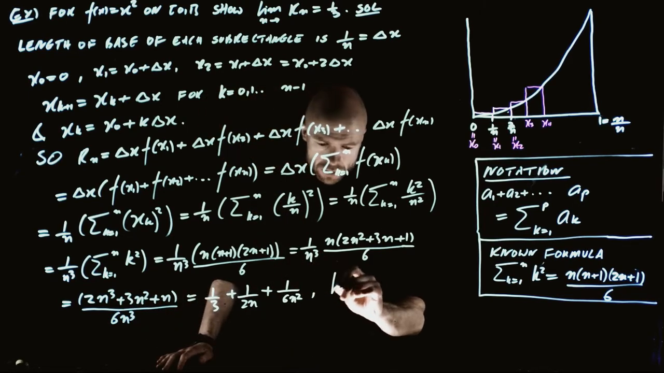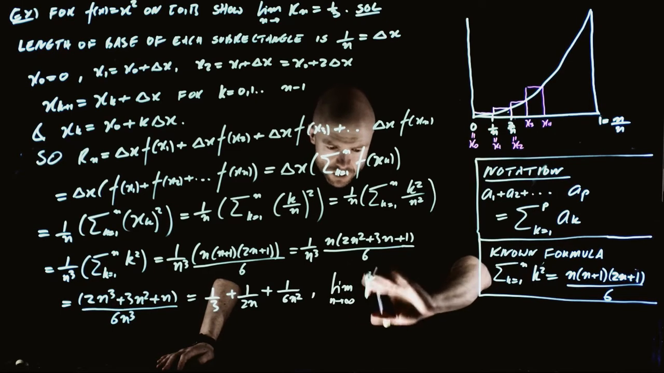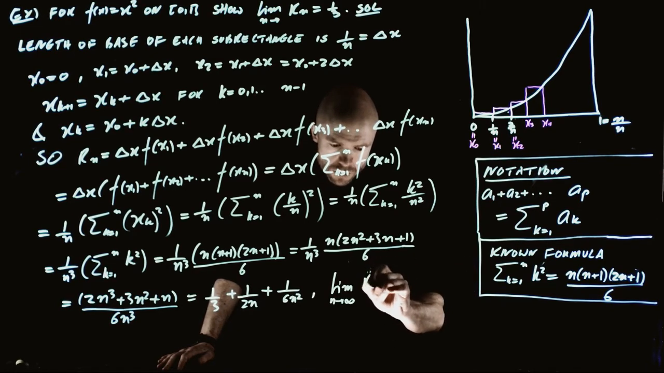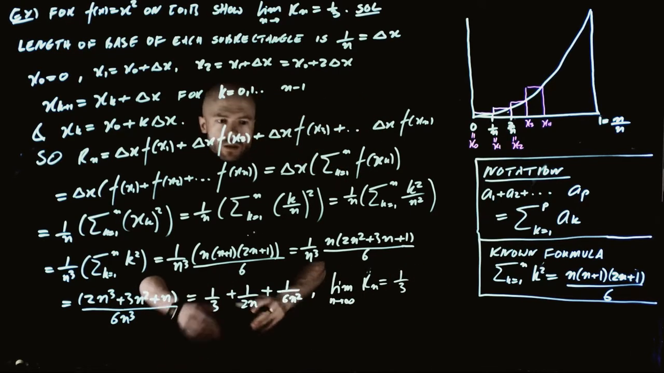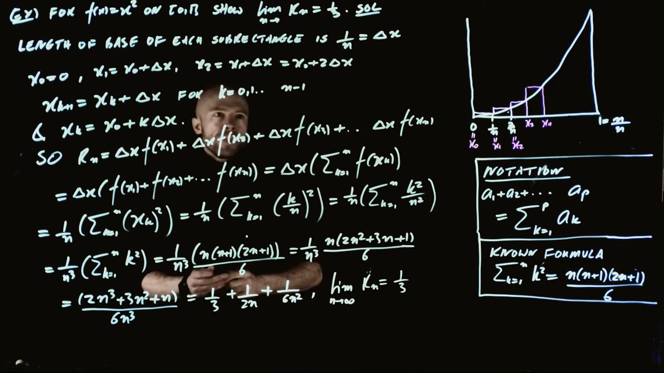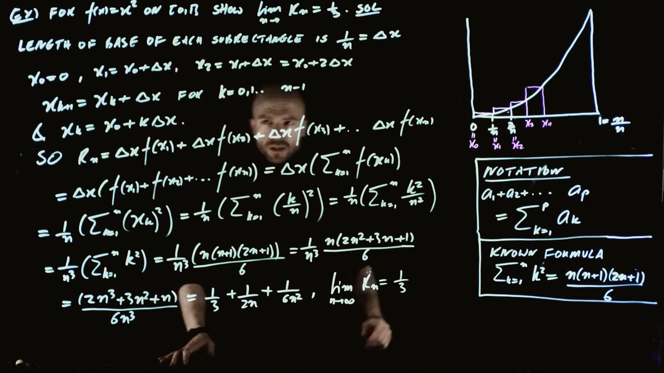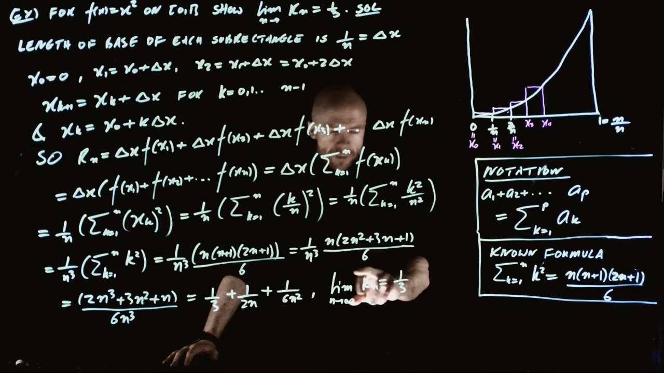So we do indeed have that the limit as n goes to infinity of Rn is equal to 1 over 3. Cool. All right. But this was a fair bit of work, right? This wasn't easy. This took us a little bit.